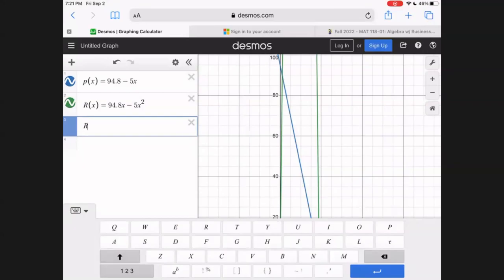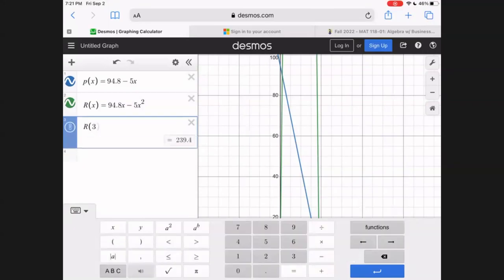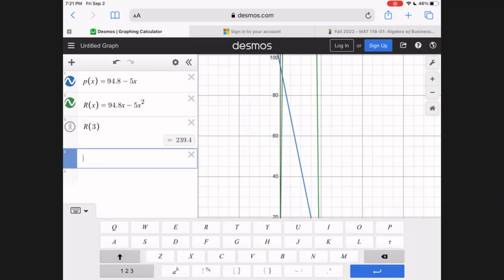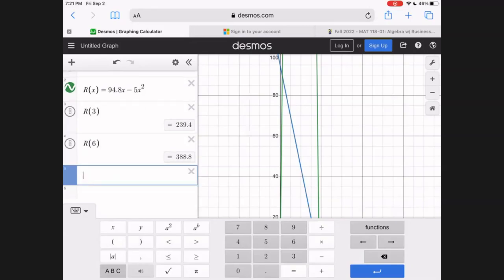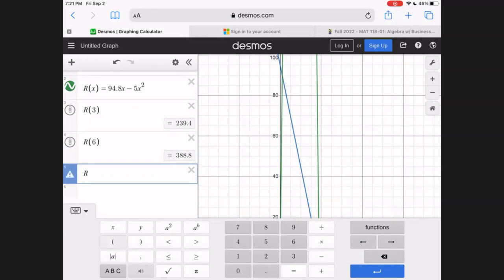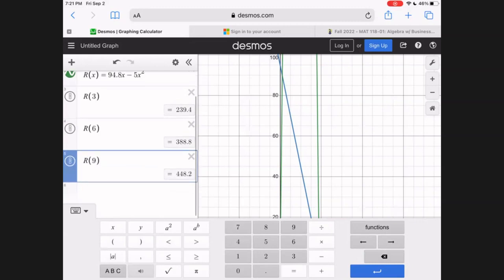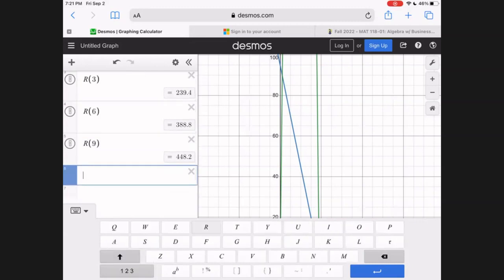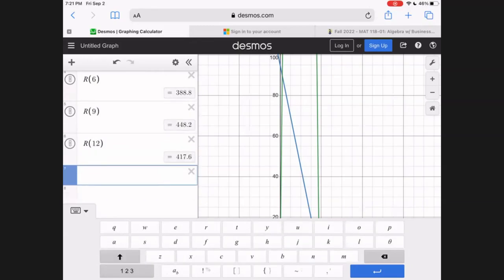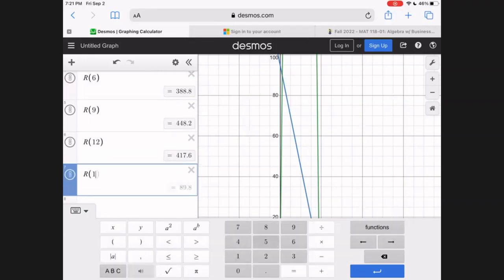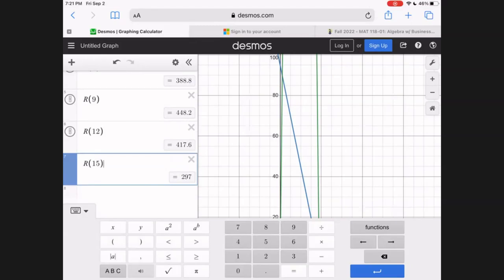So you could say R of, first one was 3. And you get it here. Then you could just erase the 3. And you could put the next one. But I'll just do all 3. So you could do R of 6. And then we needed R of 9. And then R of 12. And then R of 15. So we get these values here.